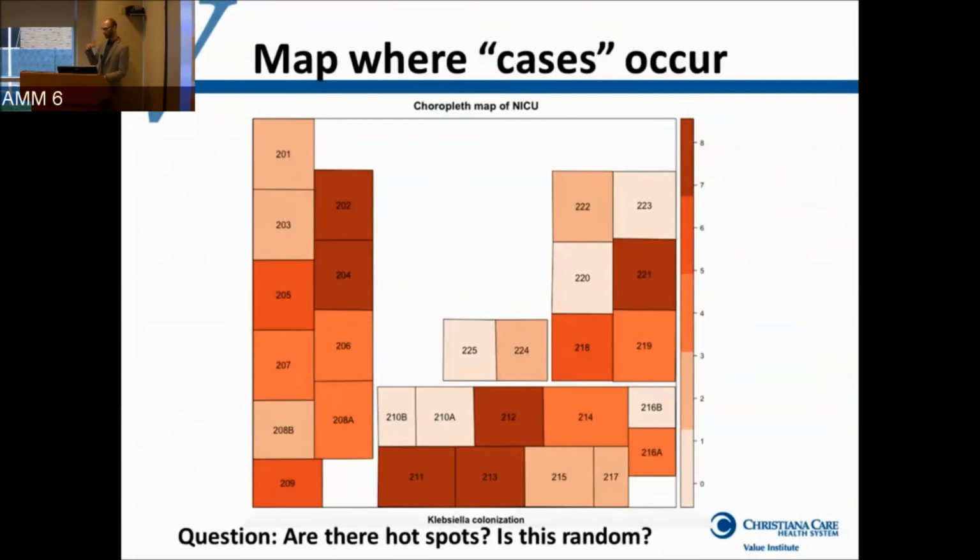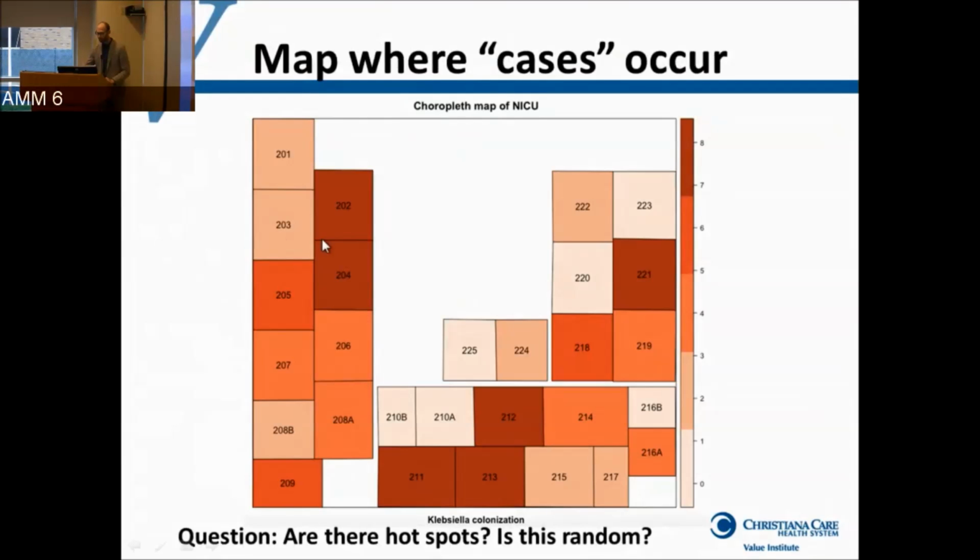Okay, and then raise your hand if you think this is just random noise. Okay, so I got a couple takers on the randomness. It seemed most people thought that this wasn't random, that there were definite hotspots. If we focus on 202 and 204, I don't know if you can see where this mouse is. They are the darkest, most intense shades, suggesting that relatively they had the most Klebsiella colonizations.